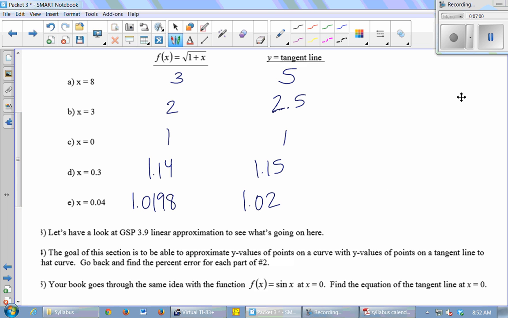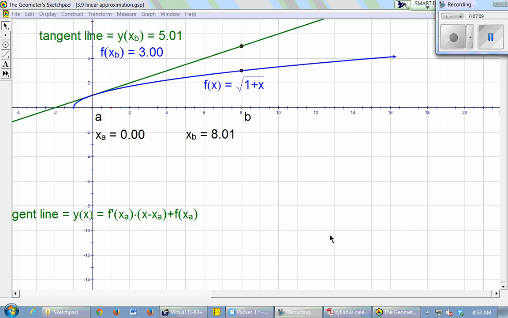All right, so let's take a little look at this picture so we can see what's going on here. I've got a graph of the square root of 1 plus x. It's just the square root of x, but shifted 1 to the left. And the green line is my tangent line. It's just the line that is tangent to this graph at x equals 0. And we already know its equation.